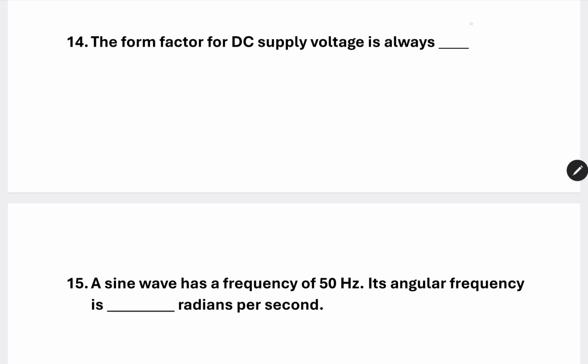Next, what is the form factor of the DC supply voltage? For DC power supply voltage, the form factor is going to be 1. In case of DC power supply voltage, RMS value and average value both become the same, so the ratio becomes unity, 1.